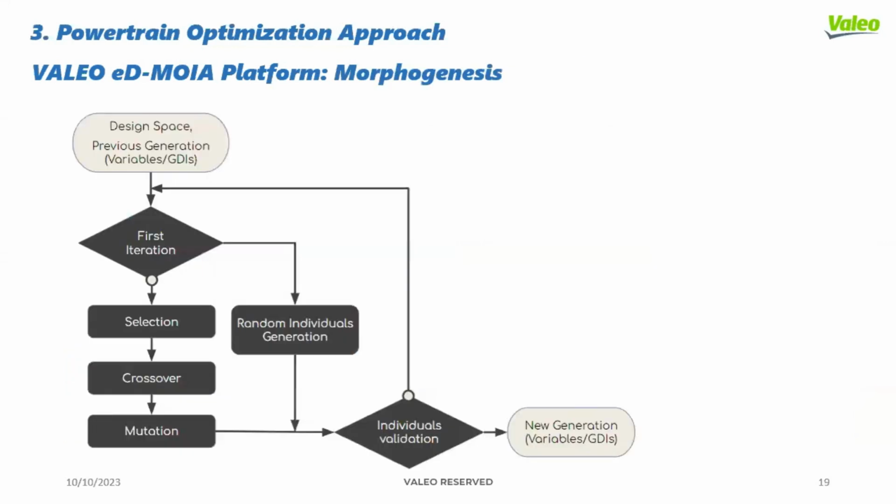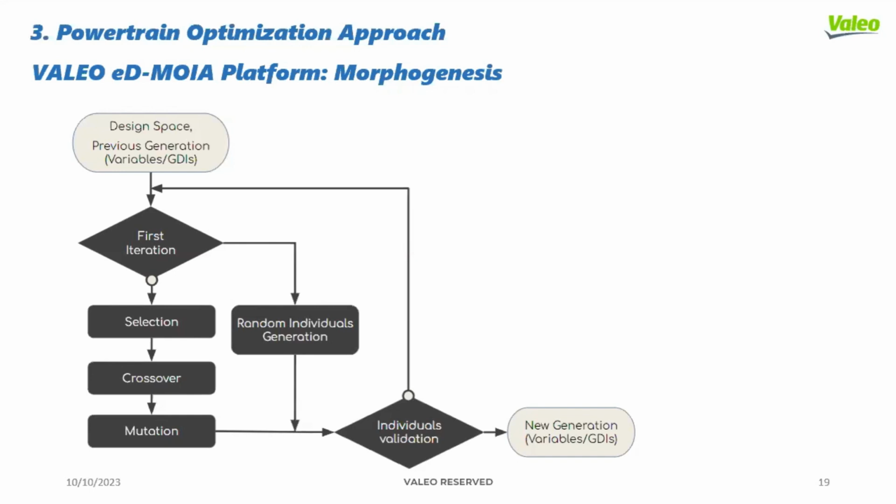Now, about the morphogenesis step, I can introduce it fast. We've used the genetic algorithm. You can find that we have the classical workflow of the genetic algorithm with, in the first iteration, a random individuals generation. And if not the first, we have selection, crossover, and mutation. I won't get into details about it.